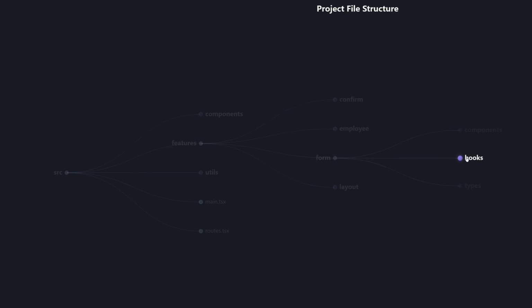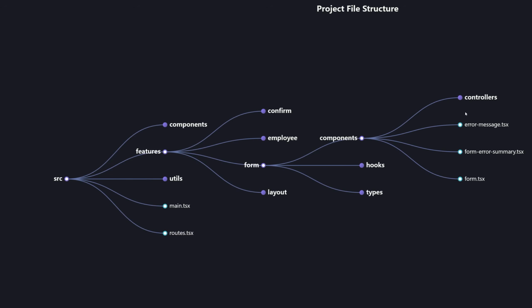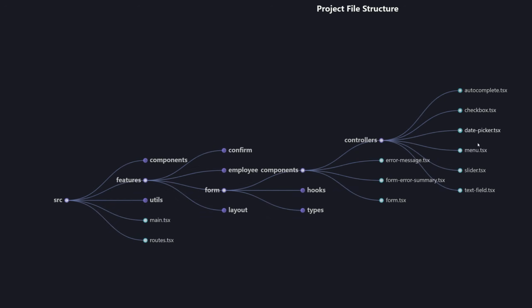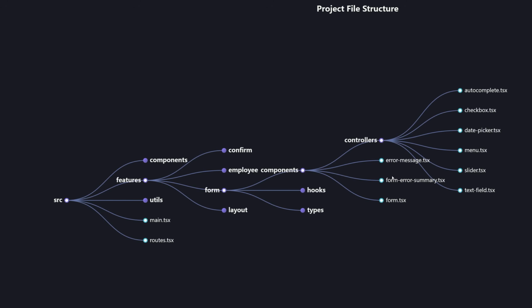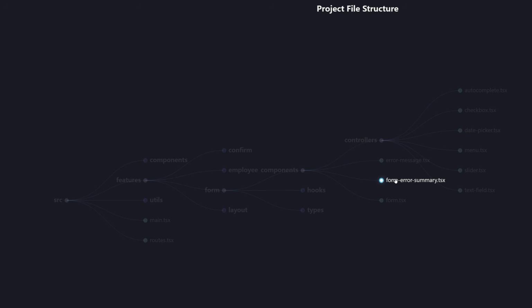The form feature is responsible for managing and wrapping all of our controls like autocomplete, checkbox, the slider, text field, menu, and also the error message summary that we saw earlier, the thing that is going to be shown above our form provider itself for better maintainability. Also, a simple error message utility to show the related Zod error in our forms.